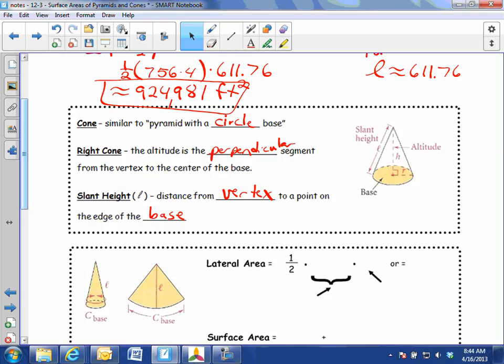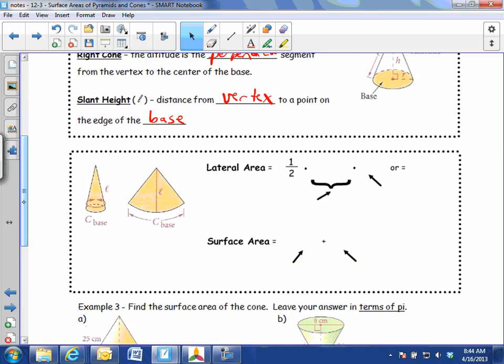Okay. So in this case, if I'm looking for lateral area, how do we find it if it was a pyramid? Half times perimeter times slant height. So we're going to do the same thing, same idea, except since we're talking about a circle base, if I'm looking for P, we're really talking about circumference. And how do we find circumference? 2 pi r. Okay, times the slant height.